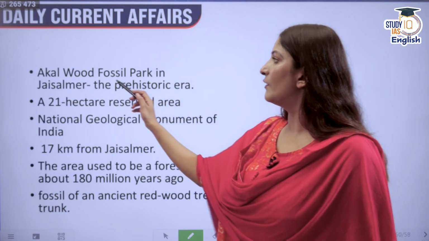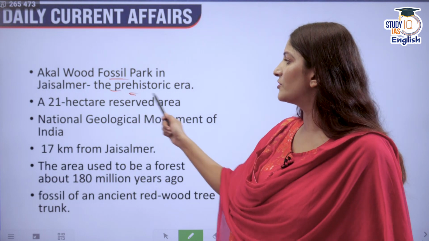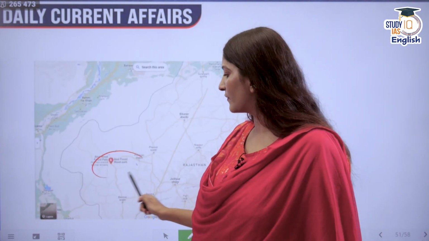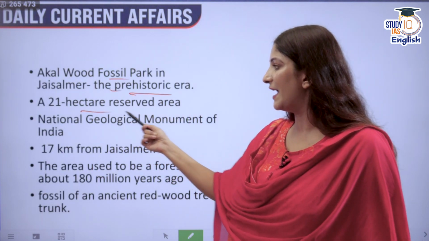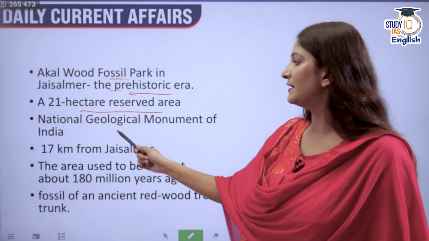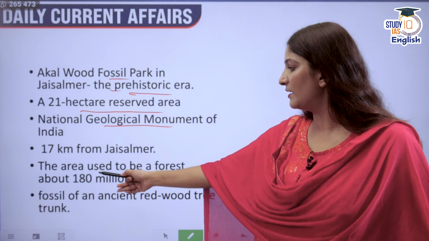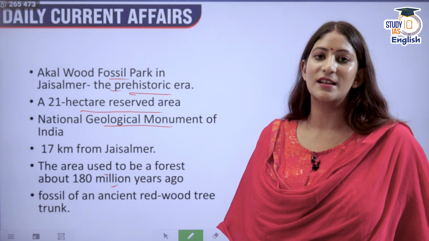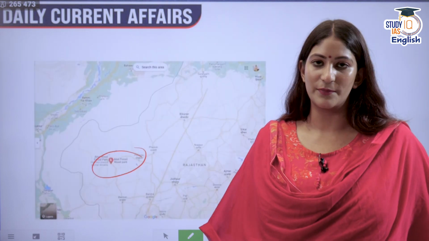Then we have Akal Wood Fossil Park in Jaisalmer. It has documentation since the prehistoric era. As you can see, it is over here in Rajasthan, Jaisalmer specifically. It is a 21-hectare reserved area which is under the National Geological Monument of India. It is 17 kilometers from Jaisalmer. It used to be a forest about 180 million years ago, but now it is just a group of fossils. Fossil of an ancient redwood tree trunk is also preserved over here.